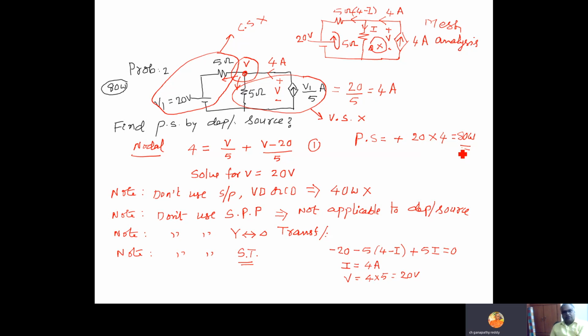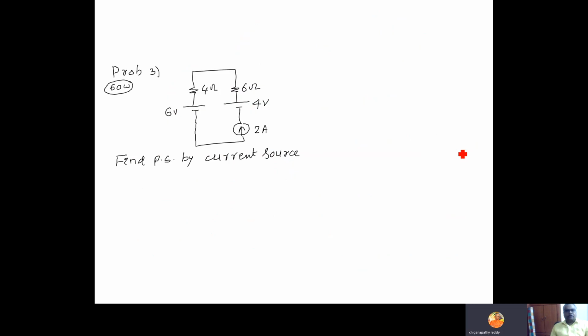This is the second problem. Let us look at some more problems. Problem 3. This is also another problem: find the power supplied by the current source. Whenever we want to find power, we want voltage and current. So the current is already there, we want to find the voltage.